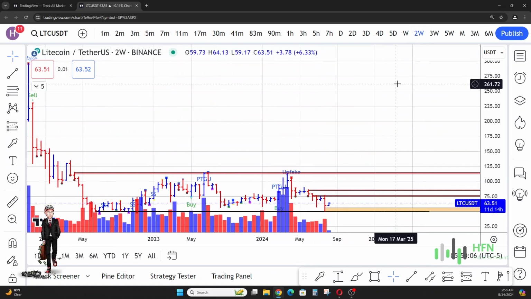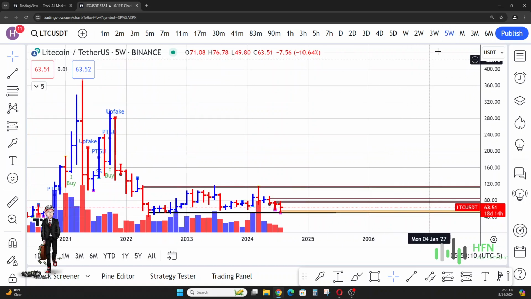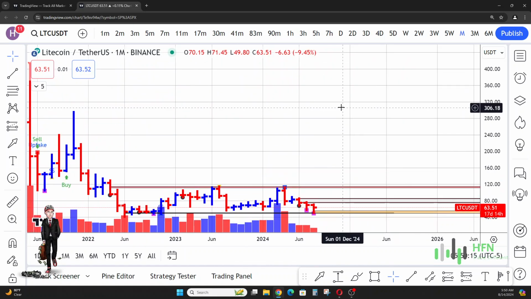Take a look at Litecoin on the 2 weeks. Here it is on the 3. Here it is on the 5. Here it is on the monthly chart. So again, there's nothing to be excited about in this price prediction. It doesn't look like the market is eager to rally this particular cryptocurrency. It's just a tradable cryptocurrency.